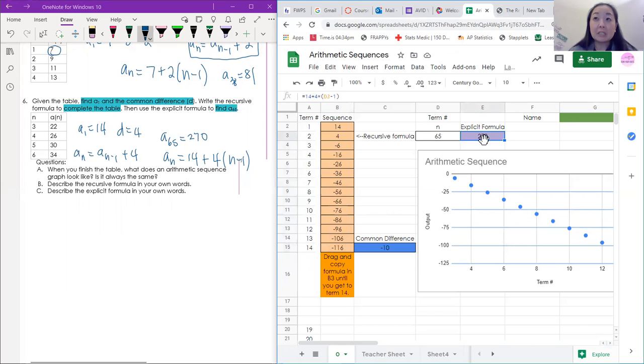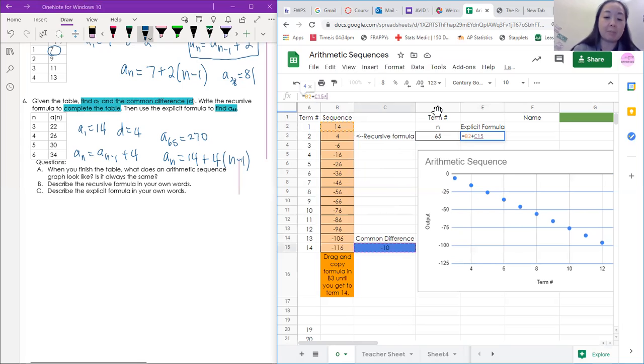Now if you really wanted to make this all encompassing, you could technically say, instead of 14, I want it to be whatever this first term is going to be. I need to do this separately. So equals, if I'm going to keep on using the sheet, I know the first term is always going to be there. And I'm going to add it with the common difference, which is right here. So that's where I'm going to put my common difference.